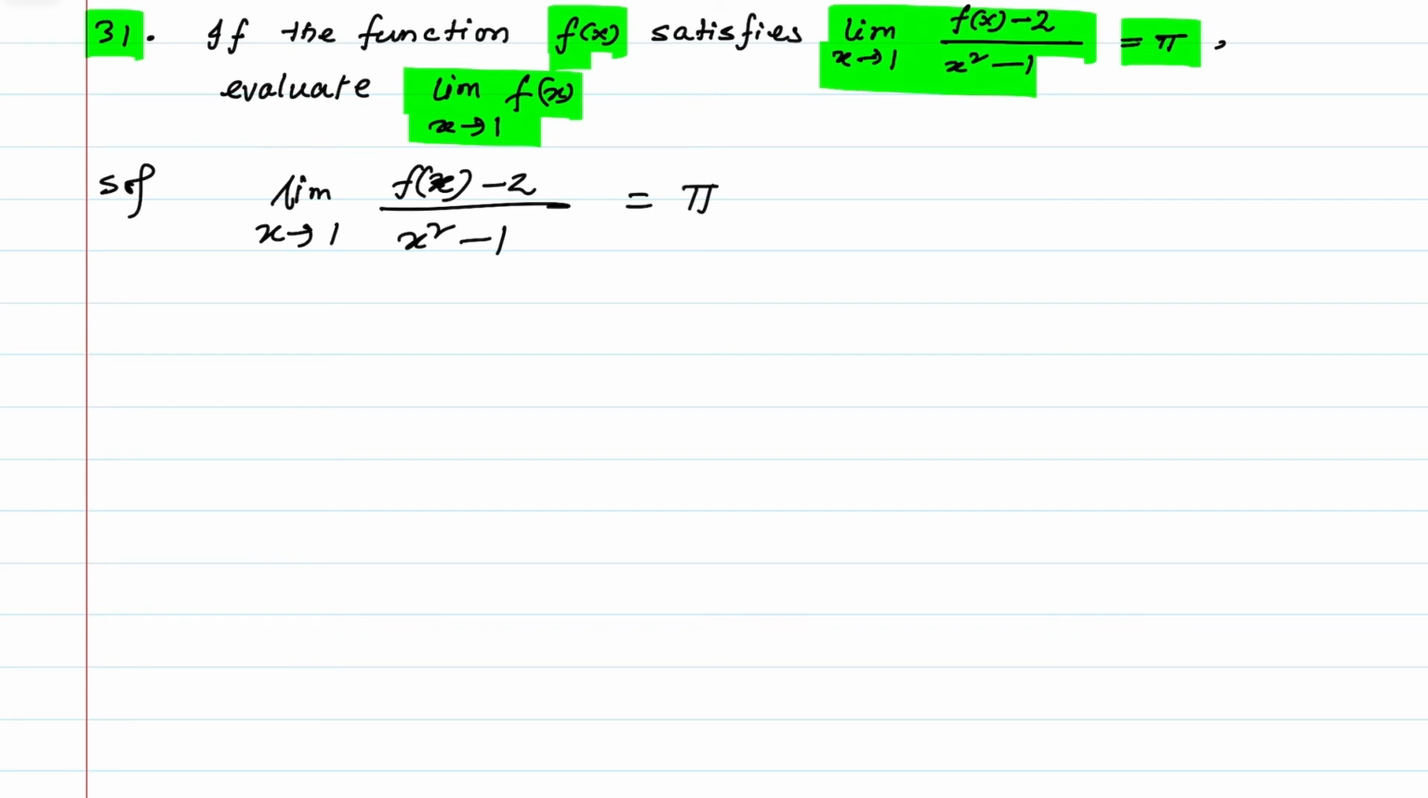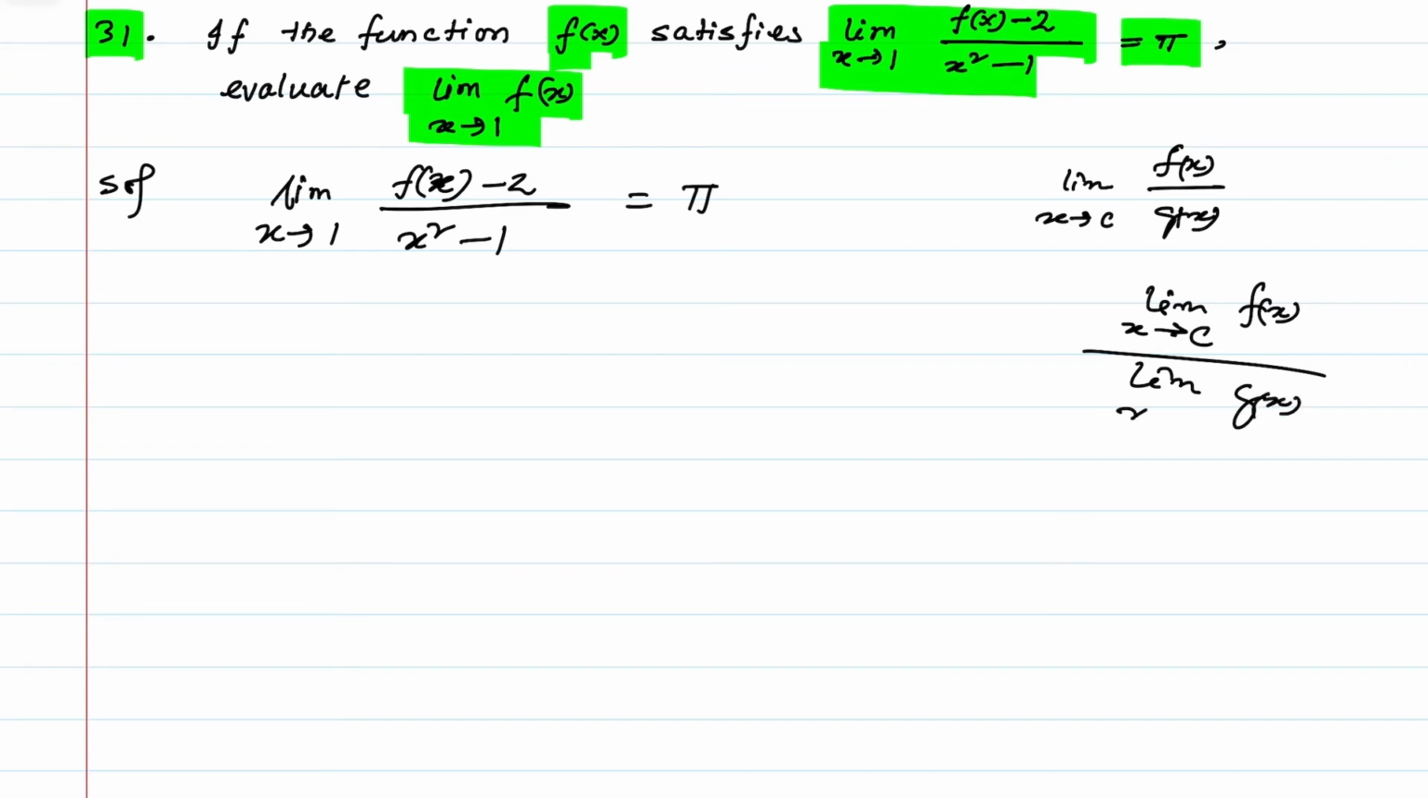So here you see we can write this left hand side like this. Now you say limit of f of x by g of x. Suppose x tends to something, suppose c, then we can write limit of f of x as x tends to c by limit of g of x as x tends to c, isn't it?